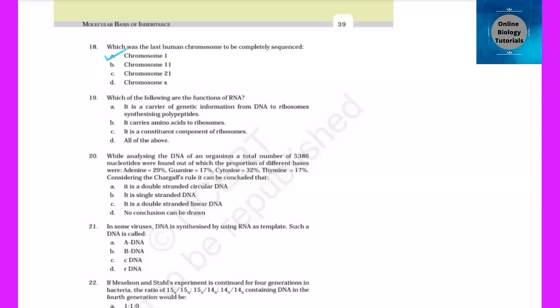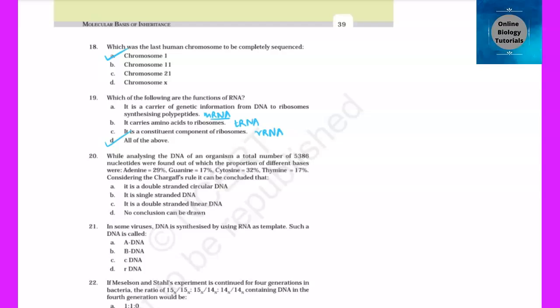Question number 19, which of the following are the functions of RNA? If you go on reading, all the options that are given are correct because they are the carriers of the genetic information. They carry amino acids. This function is done by tRNA, and they are the constituents of the ribosomes. It is rRNA. This is the function of messenger RNA. So these are all the types of RNA, so we'll be including all as the right answer.